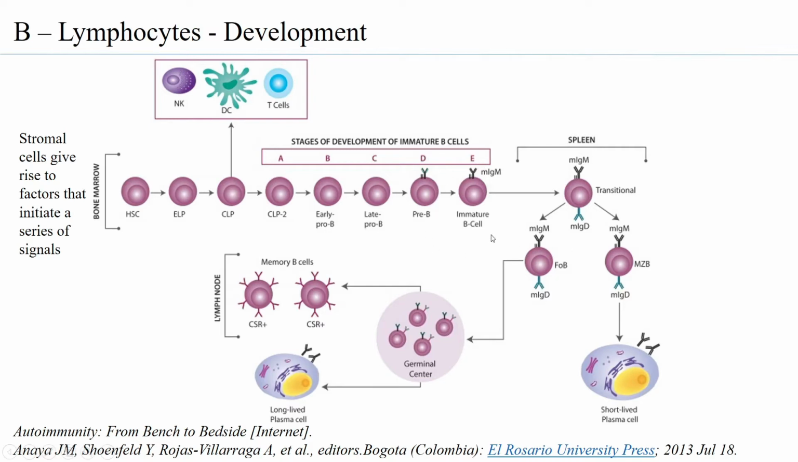Now, these immature B cells further move on to secondary lymphoid organs like spleen, Peyer's patches, mucosal associated lymphoid tissues, etc. And in the secondary lymphoid organs, they form what are called transitional B cells. In fact, an interesting fact that has been noted is that of the several different factors that are released by the stromal cells, interleukin 7, which is a cytokine, has a critical role in the B cell development process.